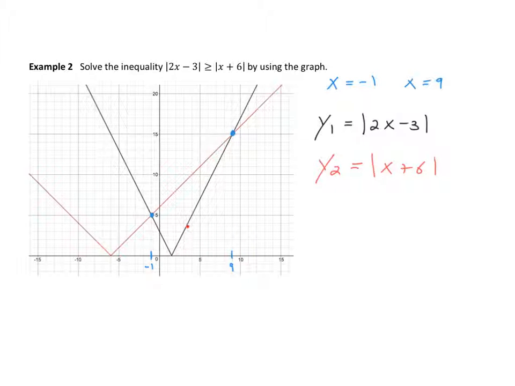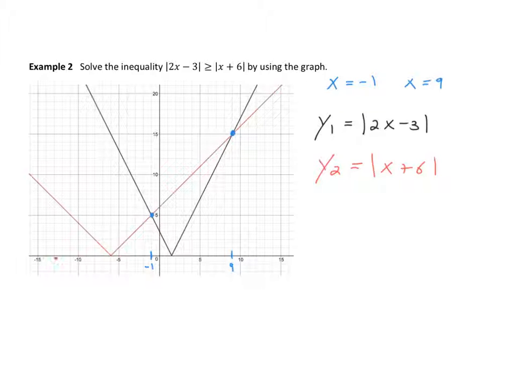So I have the absolute value of 2x minus 3, I have the absolute value of x plus 6. Notice that this graph is above this graph. What this means is that the absolute value of 2x minus 3 is always lower than the absolute value of x plus 6. This is not what this inequality is asking for. Therefore, I do not want to include any numbers between negative 1 and 9. Well, what about if we're greater than 9 or if we're less than negative 1? So let's start over here.